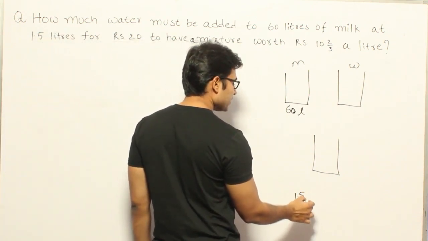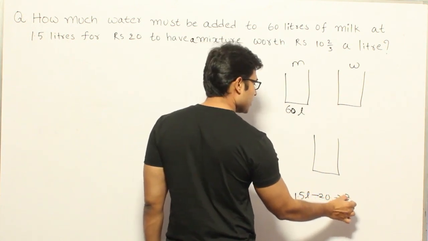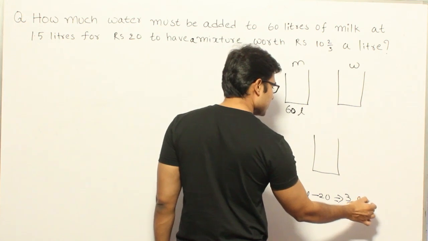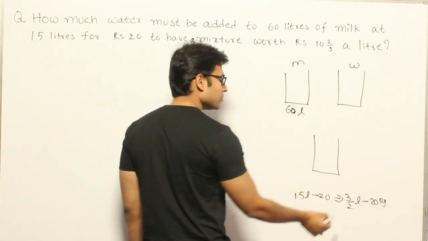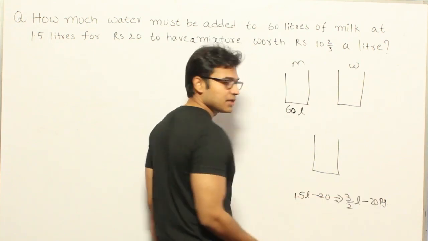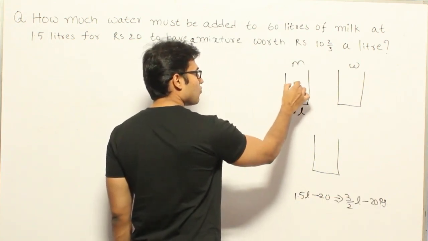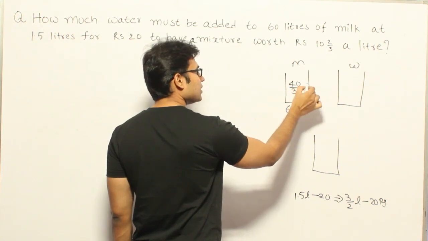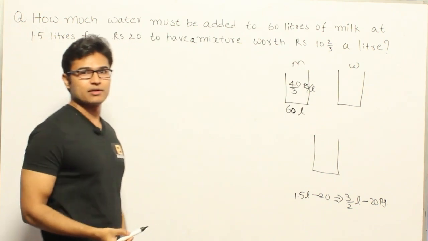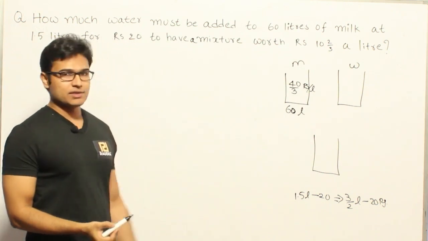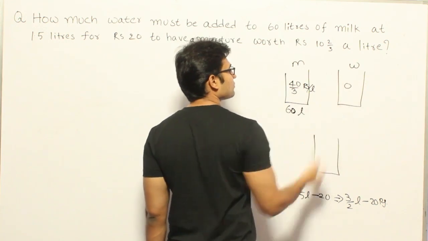For 1.5 liters this is 20 rupees, right? So which means for 3/2 liters it is 20 rupees. Now for 1 liter what will it be? Multiply by 2 and divide by 3, it is 40/3. Therefore the cost of this one is 40/3 rupees per liter. That is the cost of milk. Now you can assume that water is free, so the cost of water is 0.